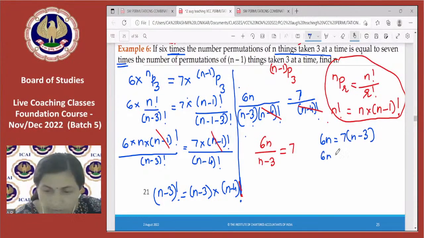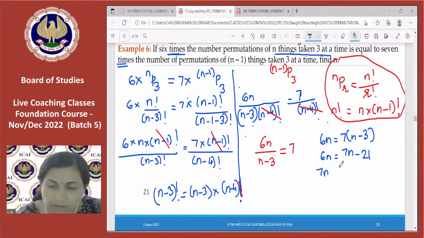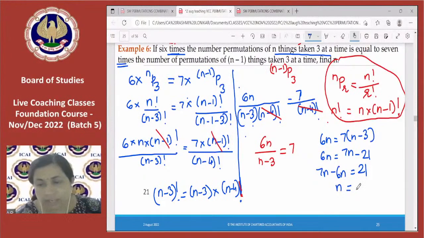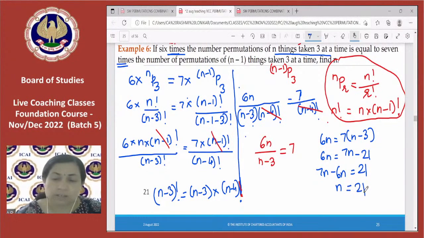So I have 6n is equal to 7n minus 21, since 7 into n is 7n and 7 into 3 is 21. So 7n minus 6n is equal to 21. 7n minus 6n is n. So n is equal to 21.